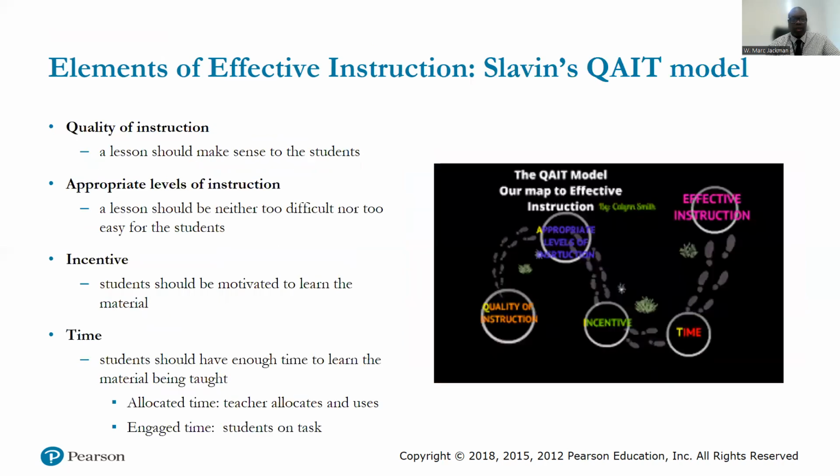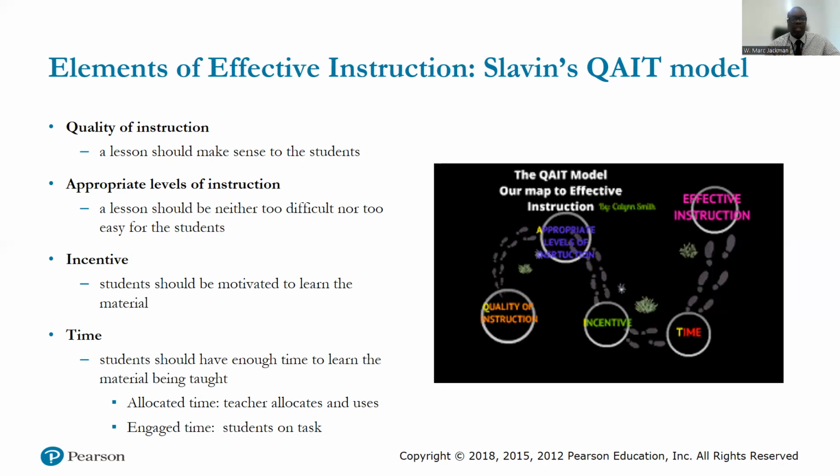Slavin also has a model, and his model is the QAIT model, and that deals with the quality of instruction, the appropriateness of the levels of instruction, incentives that you give in the lesson, and of course, another focus again on time. So in terms of Slavin's QAIT model, the quality of instruction, the lesson should make sense to all students. There must be some sort of a connection. They must be able to identify why they need to learn what they're learning.